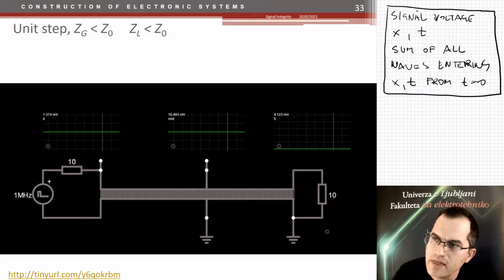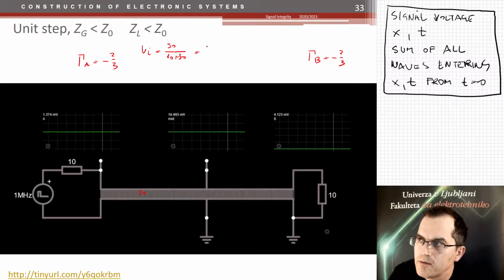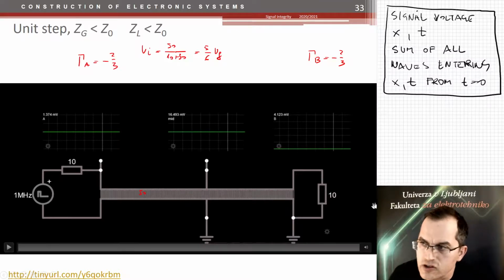Now we have negative reflection coefficient here, 10 ohms and 50 ohms is -2/3 at the generator side, and also -2/3 at the load side. See, on both sides we have negative reflection coefficient. And what is the initial voltage? 10 ohms, 50 ohms would be 50 over 10 plus 50. It is 5/6 of the generator voltage. Okay, this voltage then travels along the track.